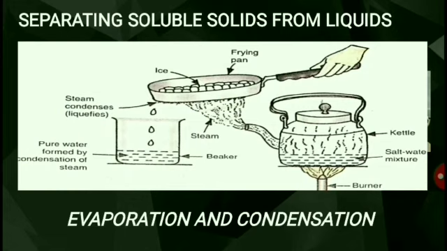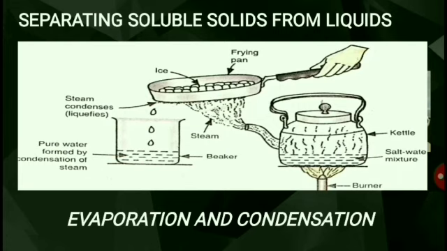Now coming to the third category, it is separating soluble solids from liquid, meaning the solids that can be dissolved in water. In this, the first process is evaporation. What is evaporation? The changing of liquid into vapors or gas is called evaporation. Like you are seeing in this picture, in a kettle, a solution of common salt and water is taken and heated gently under a burner. The water present in the salt solution will form water vapors and escape into the atmosphere, whereas the common salt is left behind in the kettle.